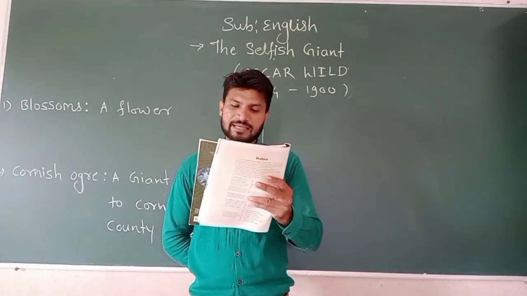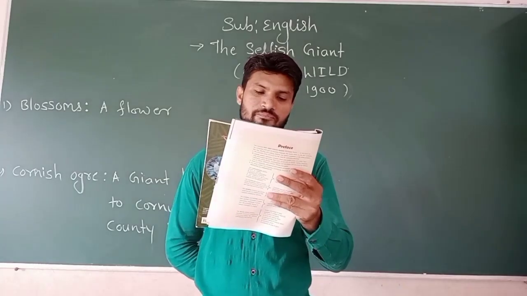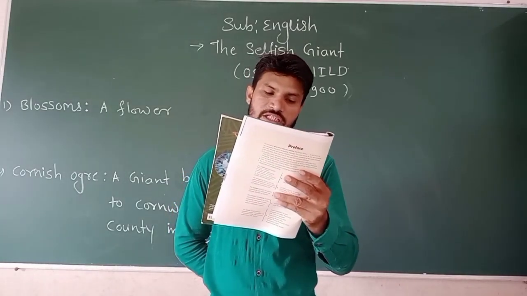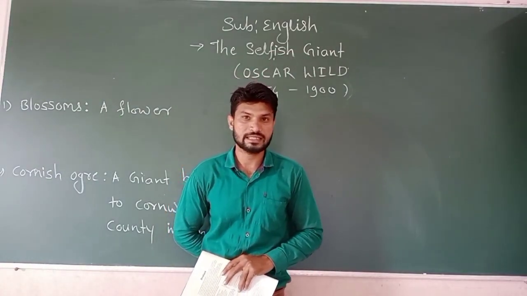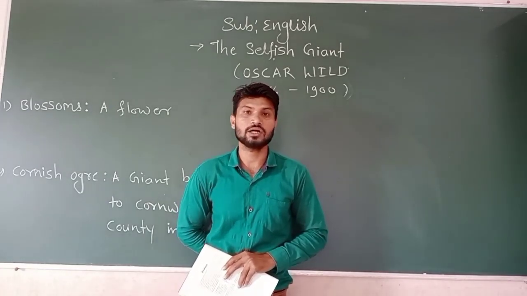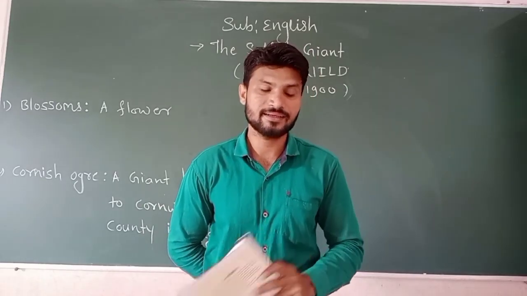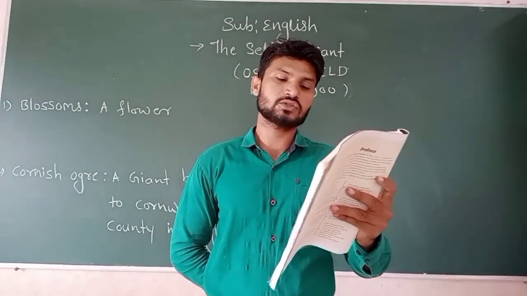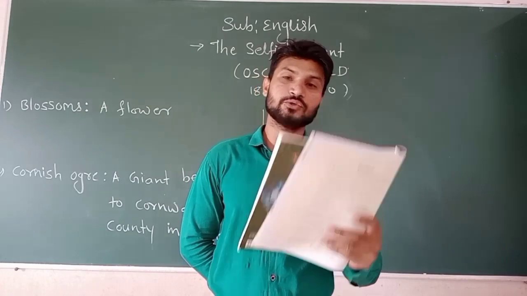In the spring time it broke out into delicate blossoms of pink and pearl, and in the autumn bore rich fruits. Autumn is Sharad Ritu, springtime is Vasant Ritu. In Sharad Ritu, what comes? Fruits come. The birds sat on the trees and sang so sweetly that the children used to stop their games to listen to them.